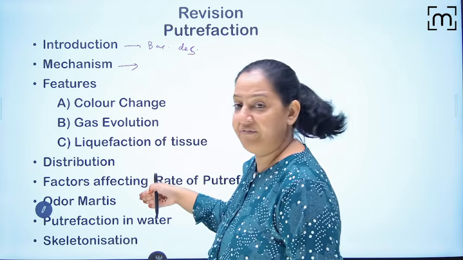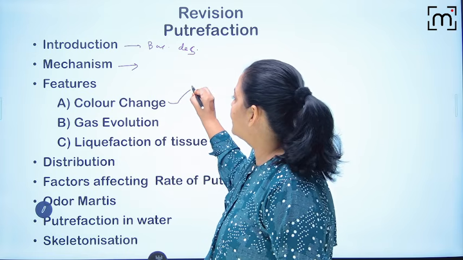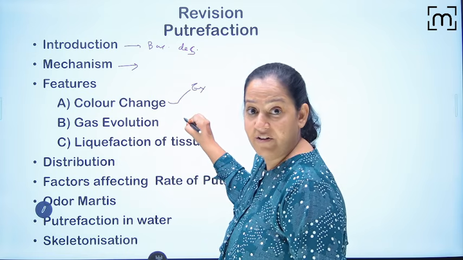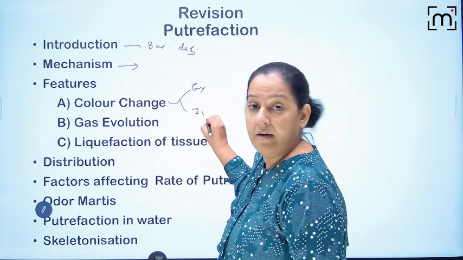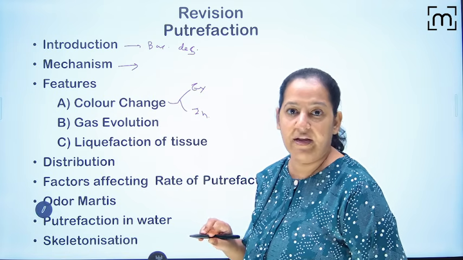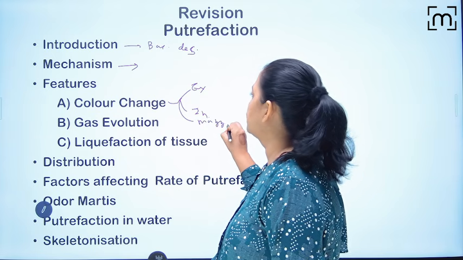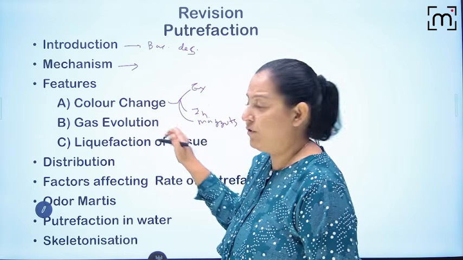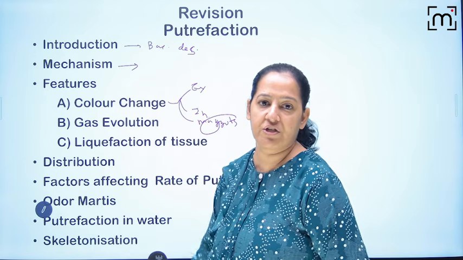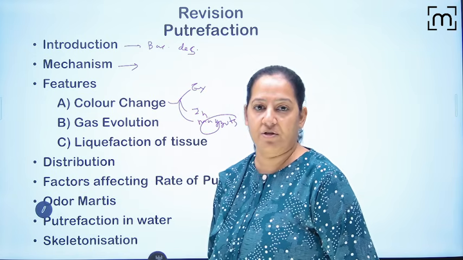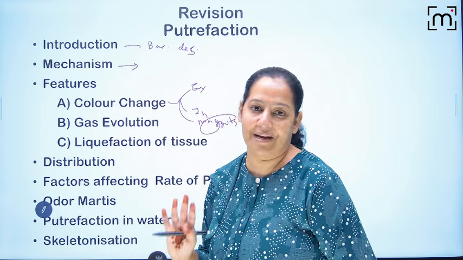Okay, now three main features. Color changes: externally, the right iliac fossa shows a greenish color. Internally, the aorta's internal surface shows a reddish brown color. You should appreciate the maggots also. You can put the maggots in the mechanism only if you wish. So maggots also add on in the putrefaction apart from the commensal bacteria.